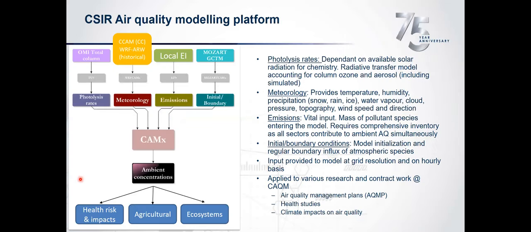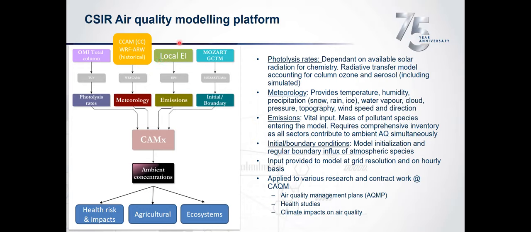This is a schematic of our air quality modeling platform. And we have quite a few different inputs. CAMx is our model that simulates ambient concentrations that we use in a lot of different studies to look at different impacts. The photolysis rates and the initial and boundary conditions come from global products and global models. For the meteorological input, if we use historical, we use WRF on the CHPC. If we look at climate change, so what will air quality be in 20 years, we can use the climate change model that our group runs, CCAM, which is run on the CHPC as well, as inputs.